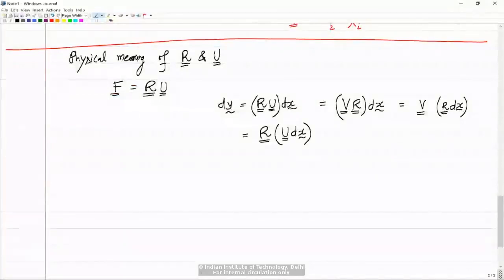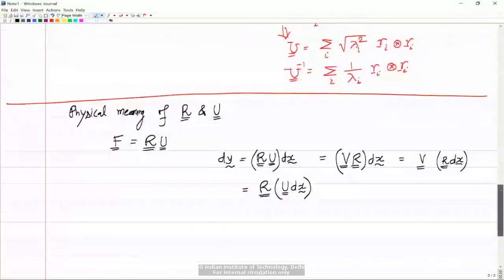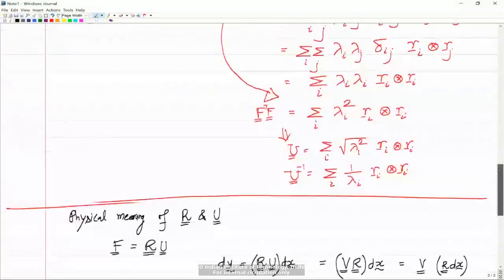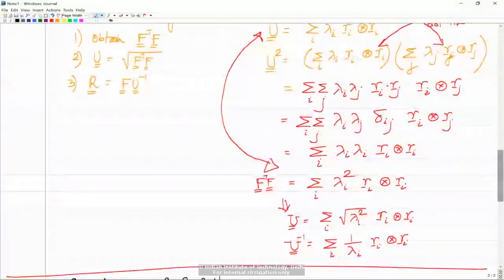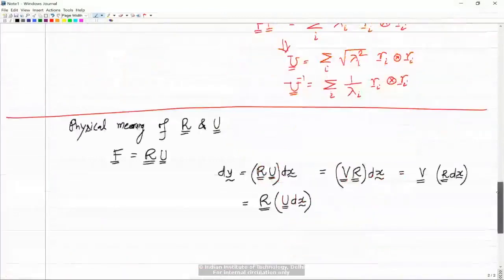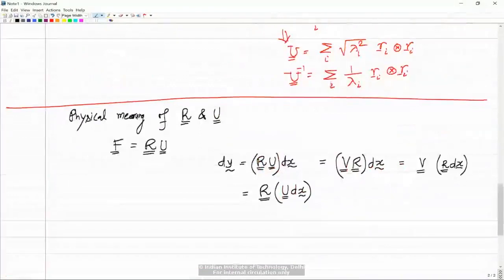So somebody is asking if lambda i will be negative. So lambda i cannot be negative. You see, because lambda i's are the eigenvalues of U, and U is symmetric, positive definite, and by that property, the eigenvalues have to be positive. Okay, so each of the lambda i's are positive. So that's a very good question. So because each of the lambda i's are positive, you can simply take the square root.